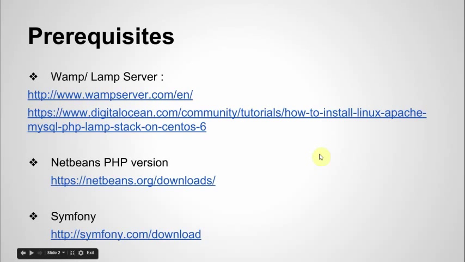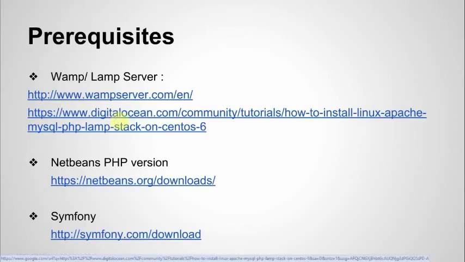First one is we have to install an Apache PHP version. Either we can do it via WAMP or LAMP. WAMP is for Windows and LAMP is for Linux. Here are the links to download WAMP as well as to install LAMP in your Linux. So once you download, you have to run the server.